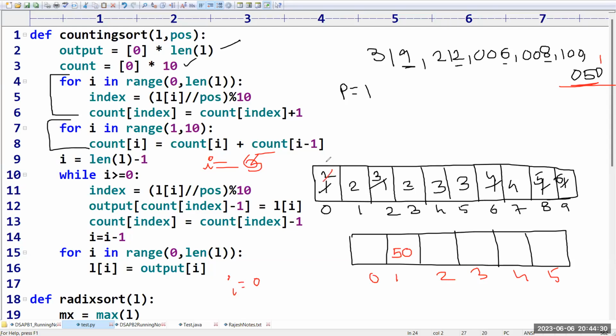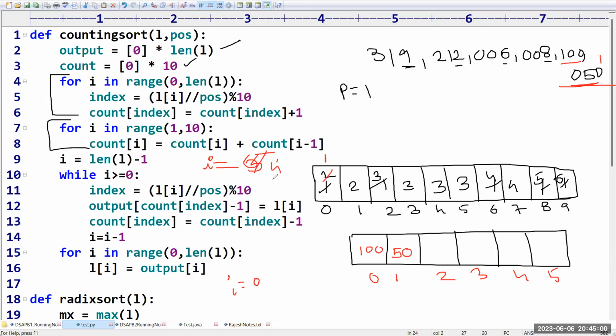Already it is 2, right? Now 1 element with 0 ending we copied. That's why your count will become 1. Then I is equal to I minus 1. Next time your index is 4. Select the next element. We are going to find out the index. Your index value will become 0. So output of count of 0. What is a count of 0? Now we have 1. 1 minus 1 will become 0. In output of 0th location, we are putting 100.